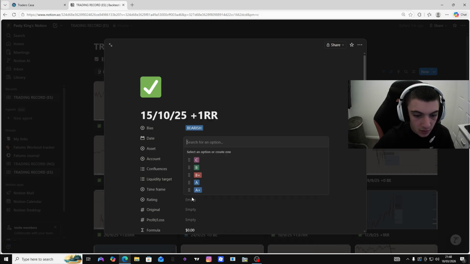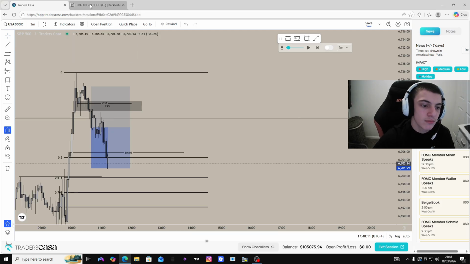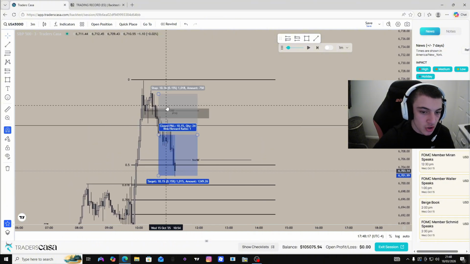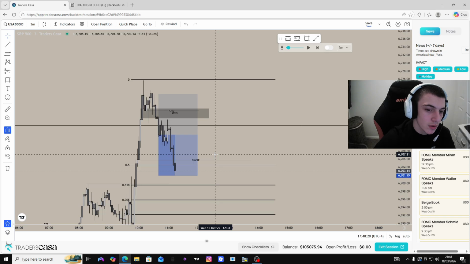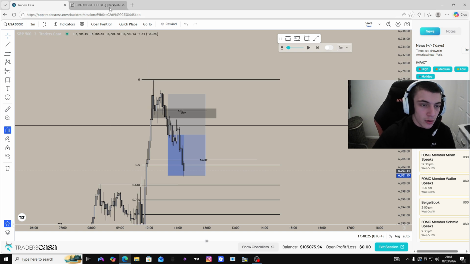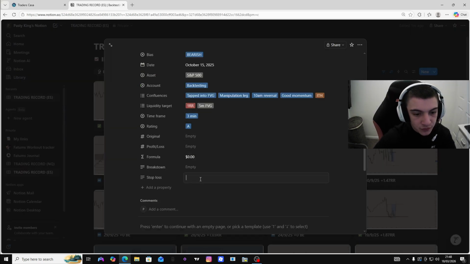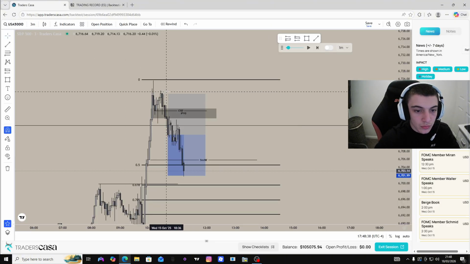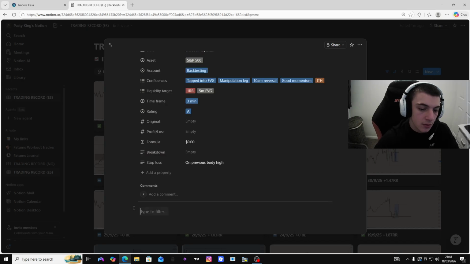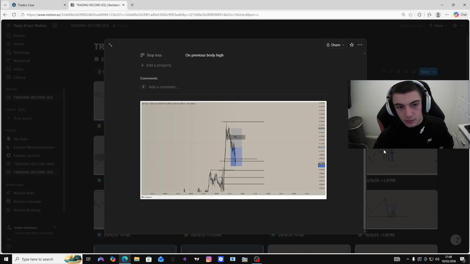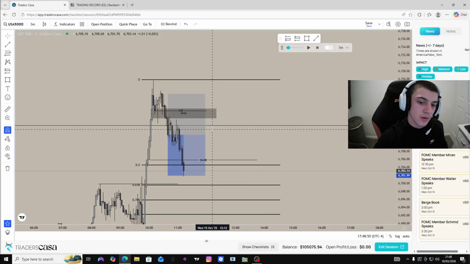Time frame 3 min. Rating, probably give that an A. I just like the change of state and inversion, quite quick. Nice Mech model down to 1R and the 5 minute. Stop loss was on the body high, previous body high. Image. That was it, wasn't it? Yep. Okay. Plus 1R. That's 2R.